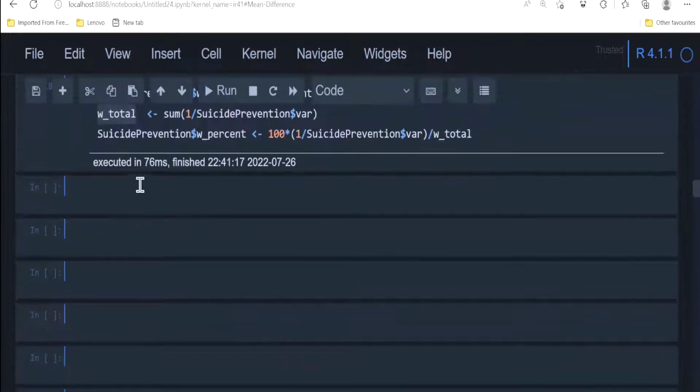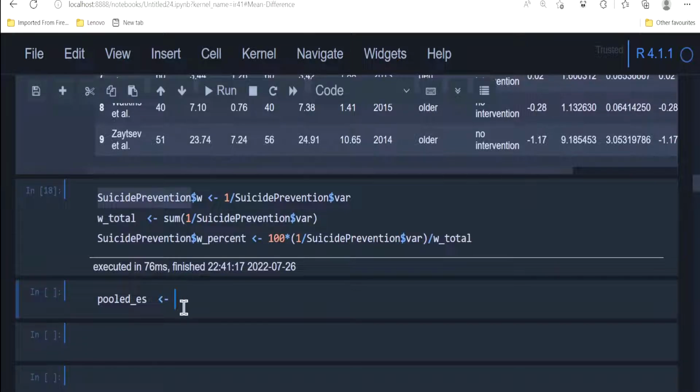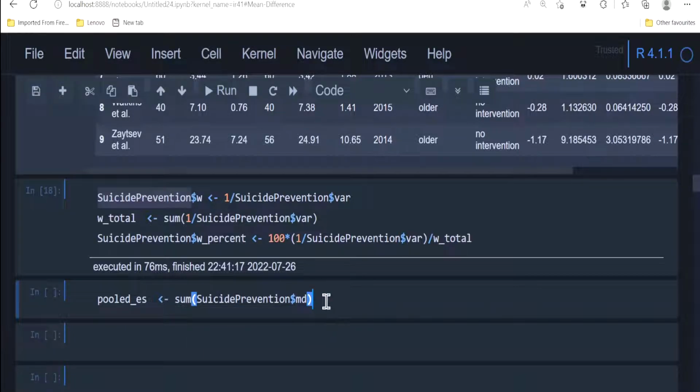So the way we do it is, let me just call that pooled effect size. We sum all the mean differences that we have, and then we multiply that with our weight, the weight of each study. Mean difference, we have here mean difference times the weight, individual weight actually, and that will be this one here.